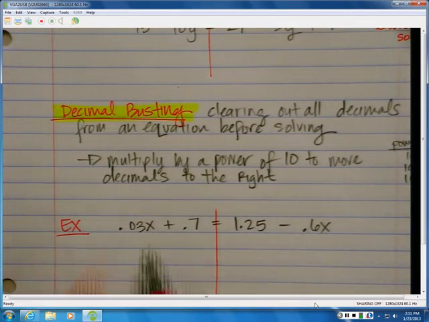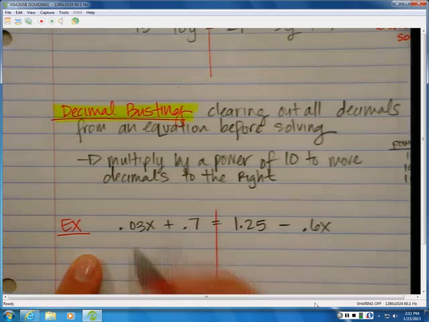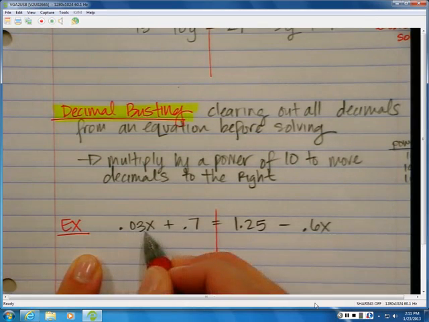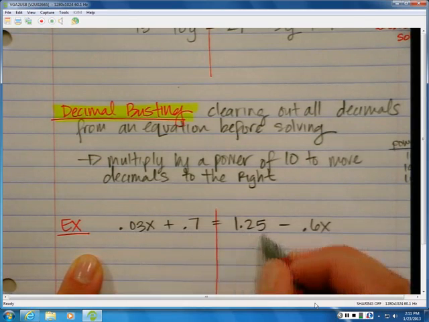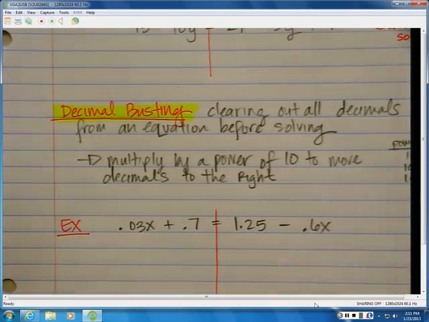Well, in order to clear this decimal, I would need to move my decimal point 2 scoops to the right. Here, I need to move it 1 scoop to the right. Here, it's 2 scoops to the right. Here, it's 1 scoop to the right. So we look at the one that has the most scoops.